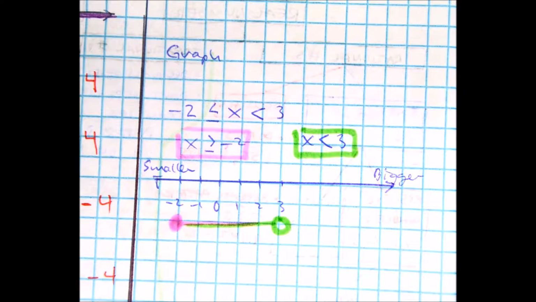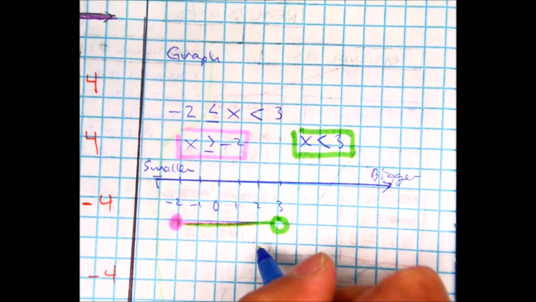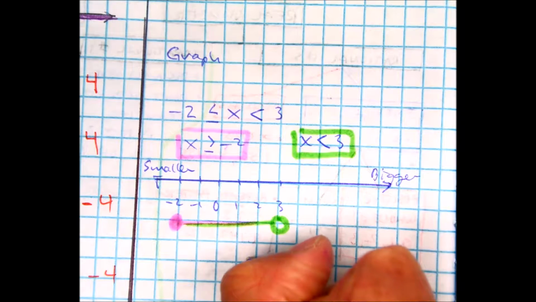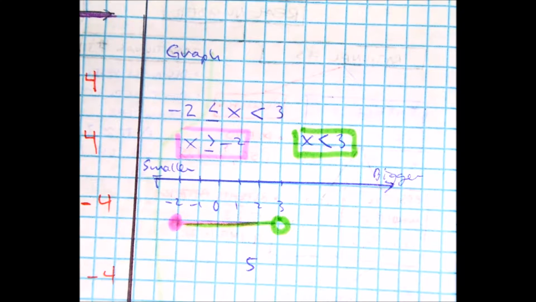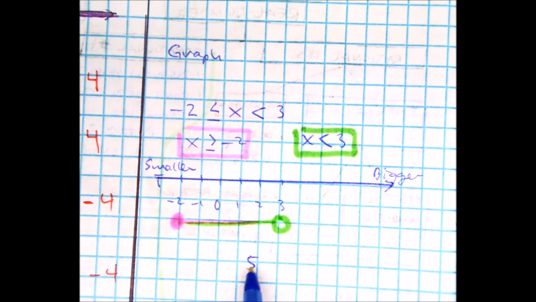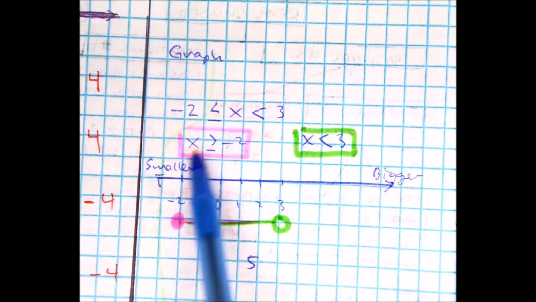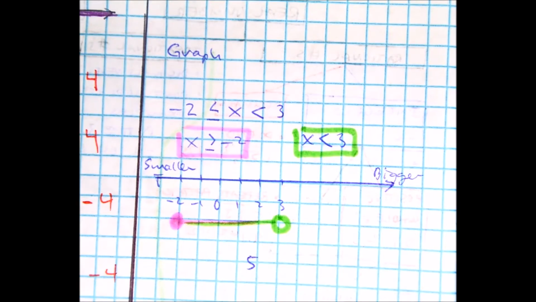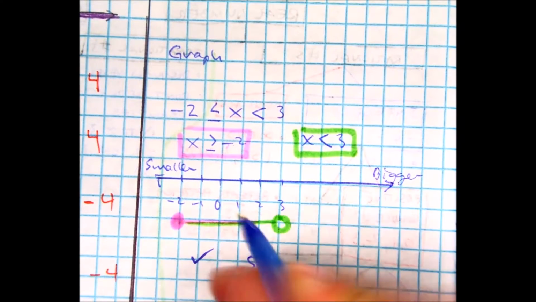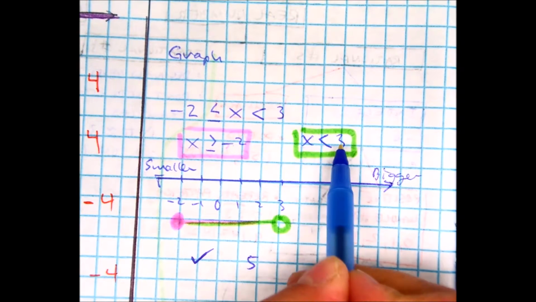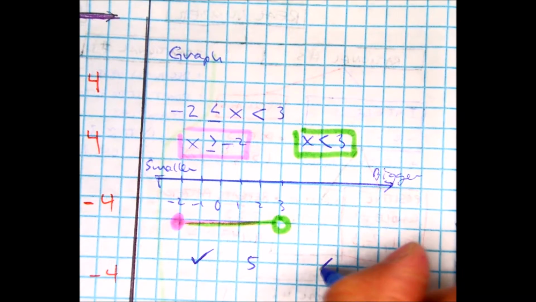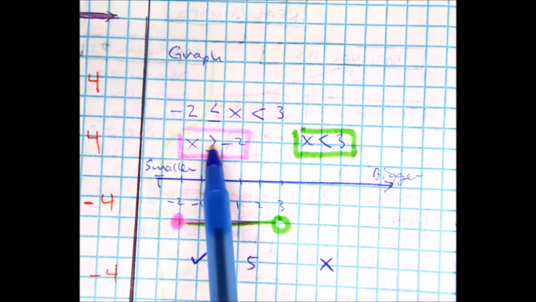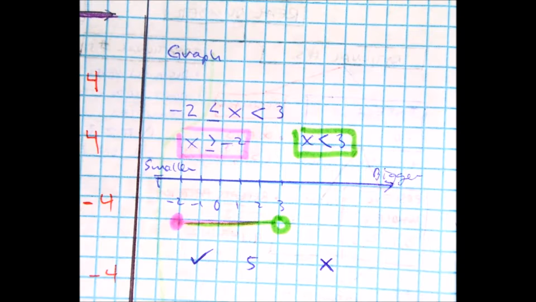Now, the graph of the inequality is a visual representation of all the solutions. Okay? So someone pick a number for us. 5. Thank you. I'm going to test 5 now. So now I'm using the inequalities and their visual representations to help us. Class, is 5 bigger than -2? Yes. Is 5 smaller than 3? No. You see, 5 is a solution for the pink, but not for the green.